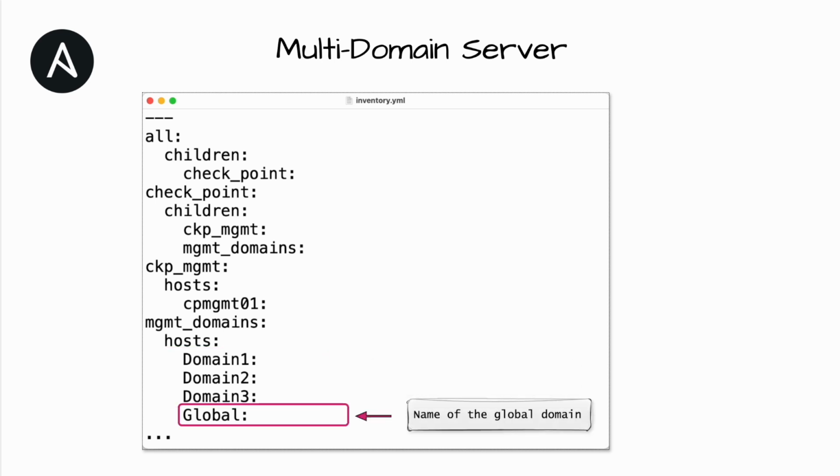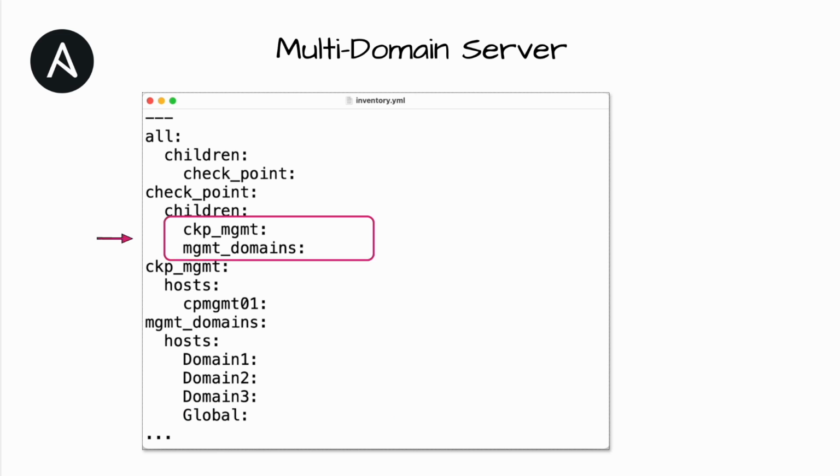I also have a management domain named Global to represent the global domain. If your global domain has a different name than Global, then of course use that instead. You can also see the MGMT_domains group was added to the checkpoint meta group above. As for the details of telling Ansible how to connect to the management domains, hang on a moment, we'll get there shortly in the attribute section. Right now, we're just building the skeletal structure.